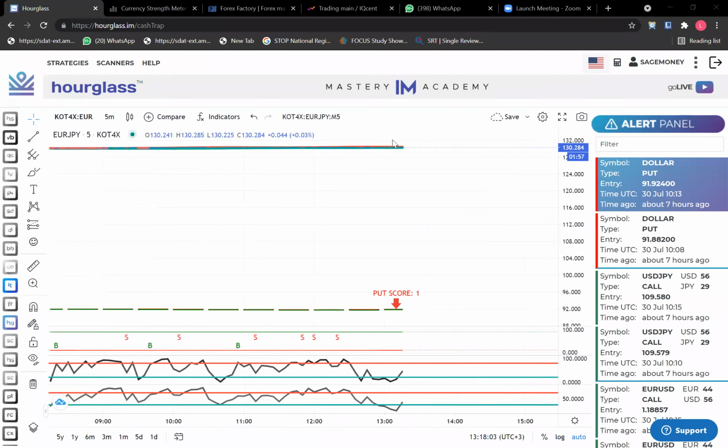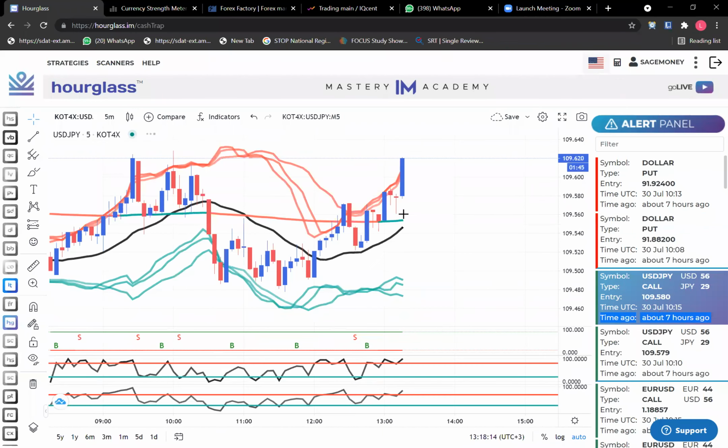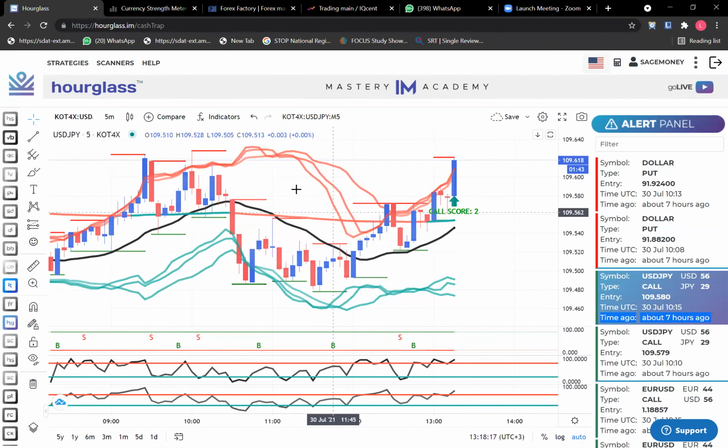Now, guys, please, please do not let all these things scare you. These charts, these candles, these lines you see, they scared me at first. They are not that scary. Just try. I'm going to explain them now.